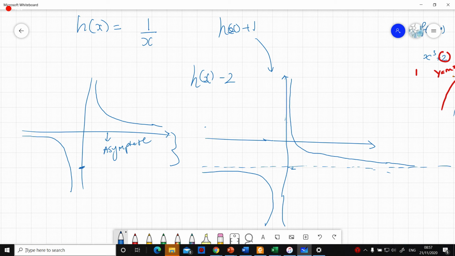So this is where I'm going to stop. I hope this helps you to study, and in the next lesson we're going to move to stretching graphs and transforming them.